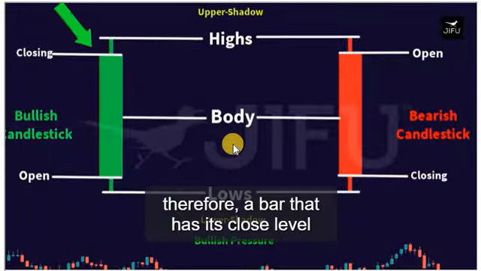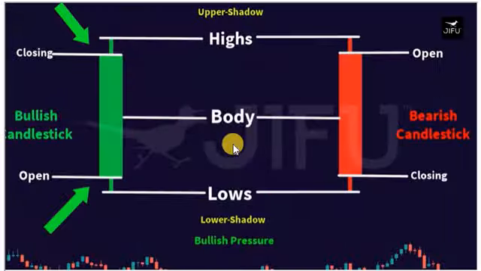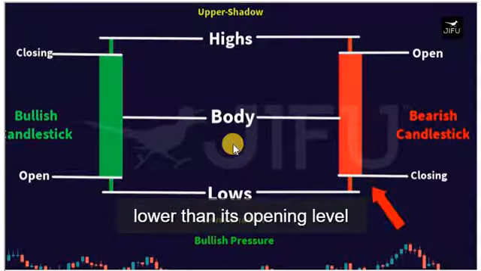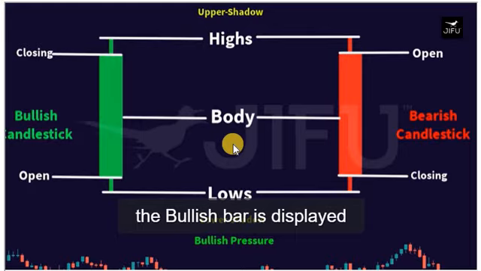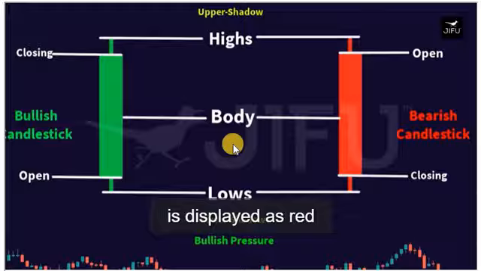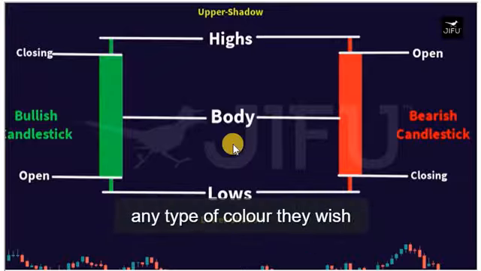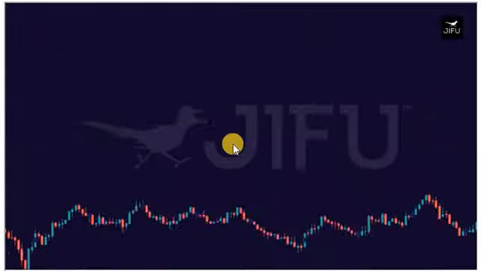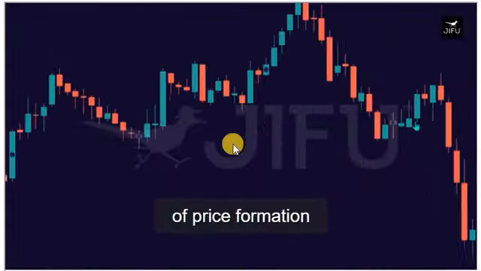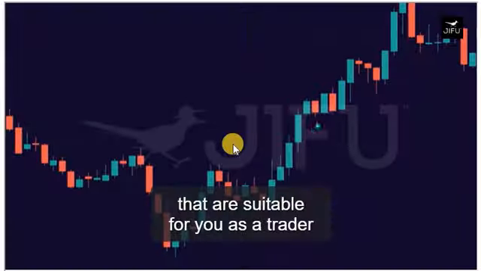Therefore, a bar that has its close level higher than its opening level signifies a bullish bar, while a bar that has its close level lower than its opening level signifies a bearish bar. The bullish bar is displayed as a green color, while the bearish bar is displayed as red. But this is not a rule, because there's room for traders to choose any type of color they wish to differentiate the bars on their trading chart. Therefore, for easy detection of price formation on your trading chart, make sure you choose colors that are suitable for you as a trader.